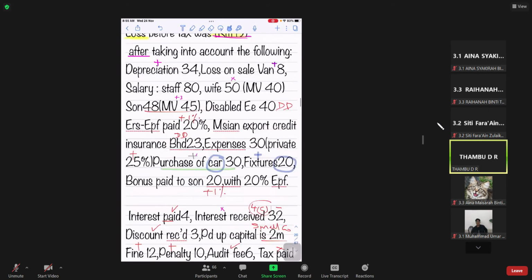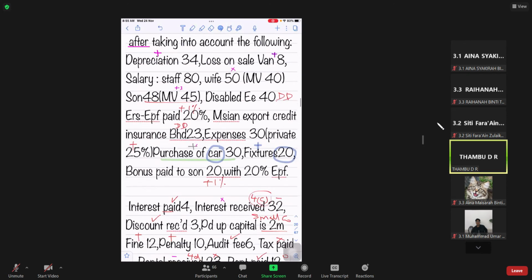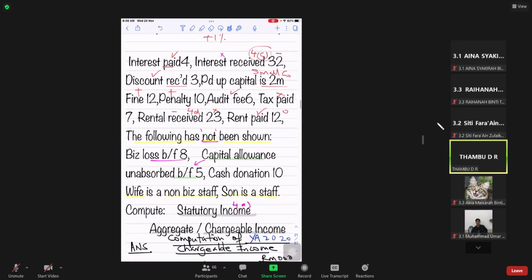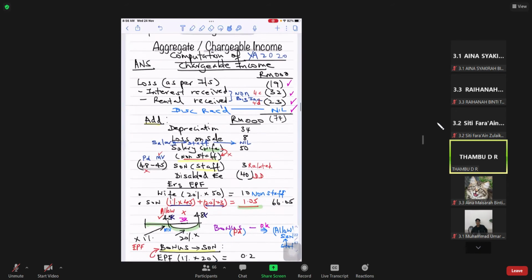Any asset that you buy, you must calculate capital allowances. This question, capital allowances not given. They only give you capital allowances brought forward. You can see the brought forward. They didn't give you how much it is for this year. That one they didn't tell you. Okay, next. Now you look at how I do until a certain point, and then we discuss capital allowances.